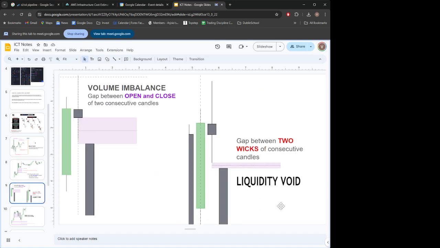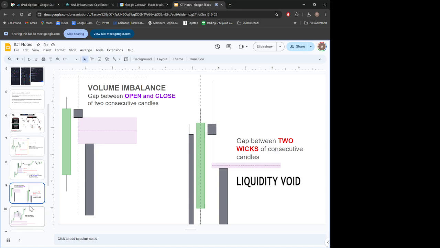Again, this is a volume imbalance and a liquidity void. This was also present in the tradings, right? So this was also there. Any questions on these concepts? Any doubts still, or I think it's clear.